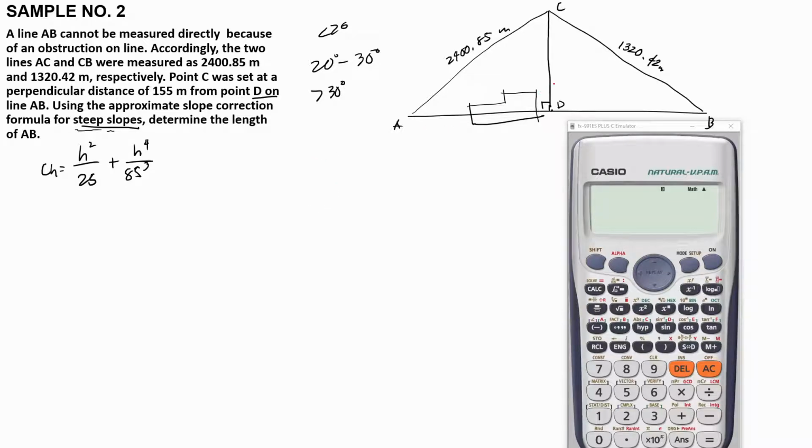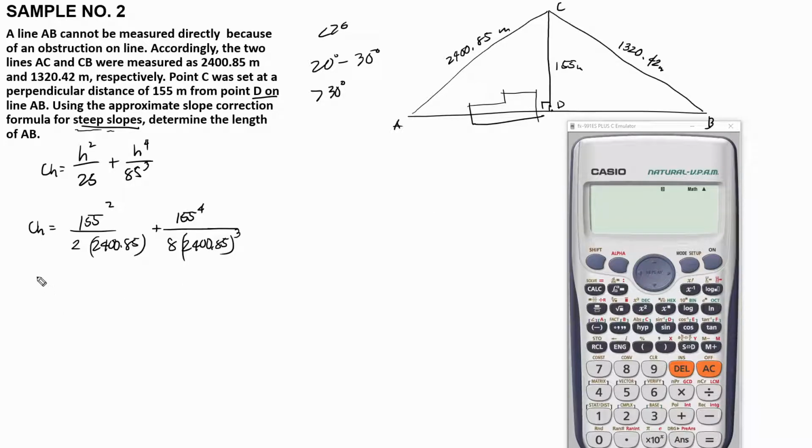Let's compute. Let's put in the values. This is 155 meters. It is not literally a vertical distance that we computed; it is just offset. We looked at it from a top view and applied the same idea. So first, we have 155 from A to C squared over 2,400.85, plus 155 raised to 4 over 824.85 cubed. So solving for CH.